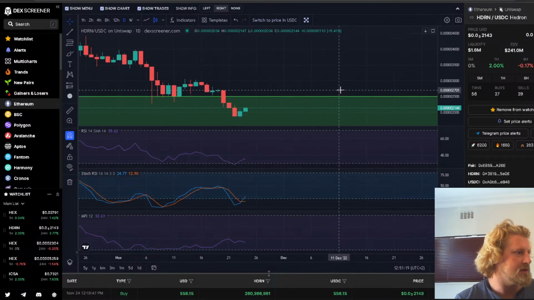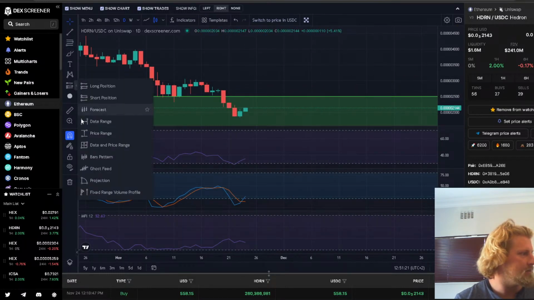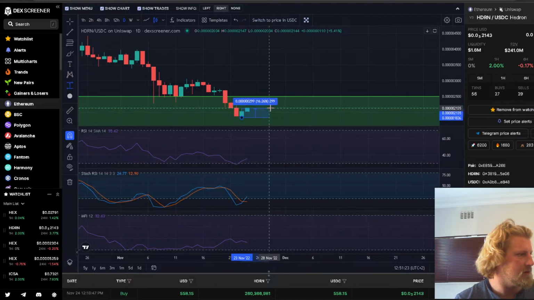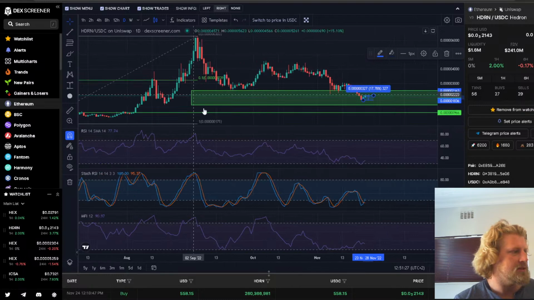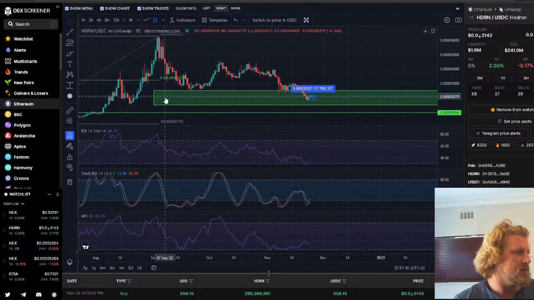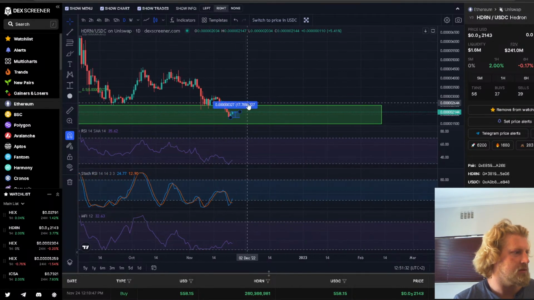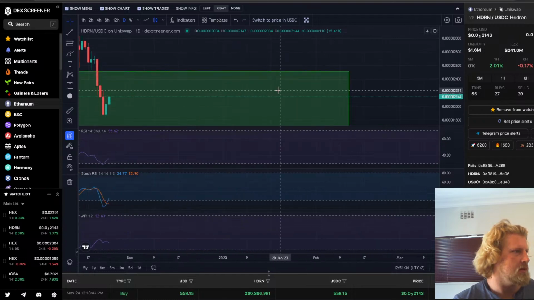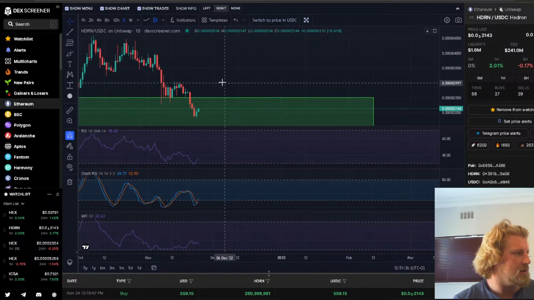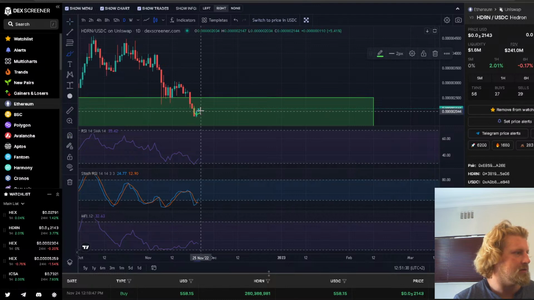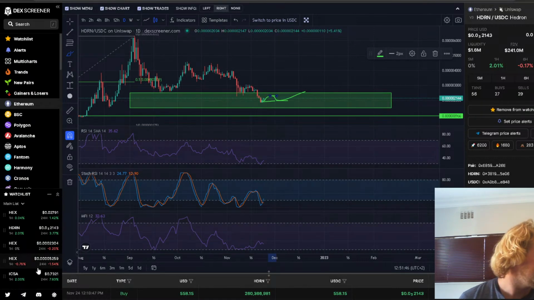And now we have a nice rally. That's like a 10% move or something. Let's just measure that out. Almost a 20% move on Hedron. And once again, this is the golden zone, the accumulation zone. So this is where the bulls are interested, right? We might get a little W as long as we get these higher lows and we get a break of this higher level. It's a go.